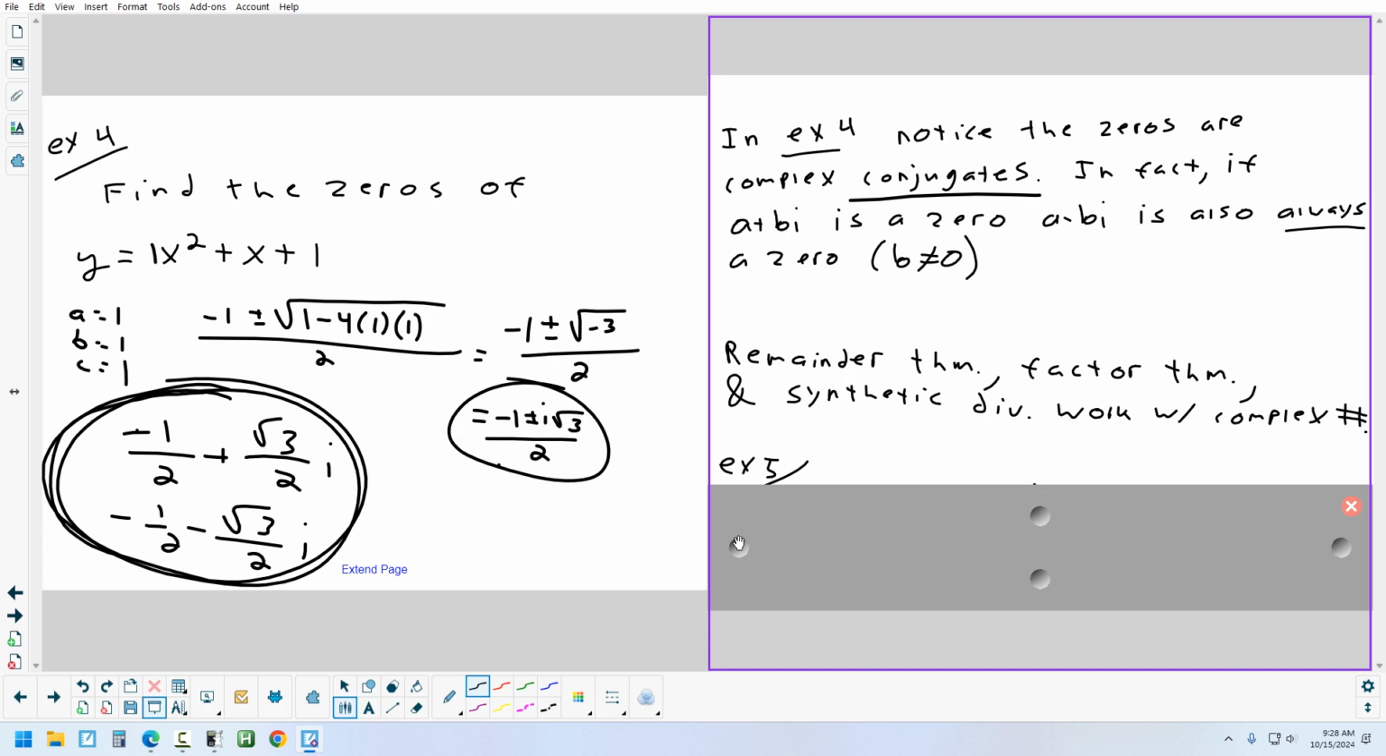So all the theorems that we've learned, we didn't really talk a lot about factor theorem. We use remainder theorem, which is pretty similar. But all the theorems that we learned last week, rational root theorem, synthetic division, they all work with complex numbers.